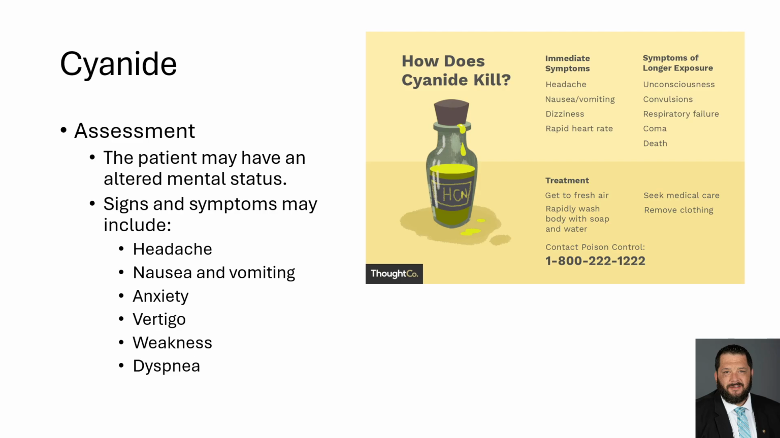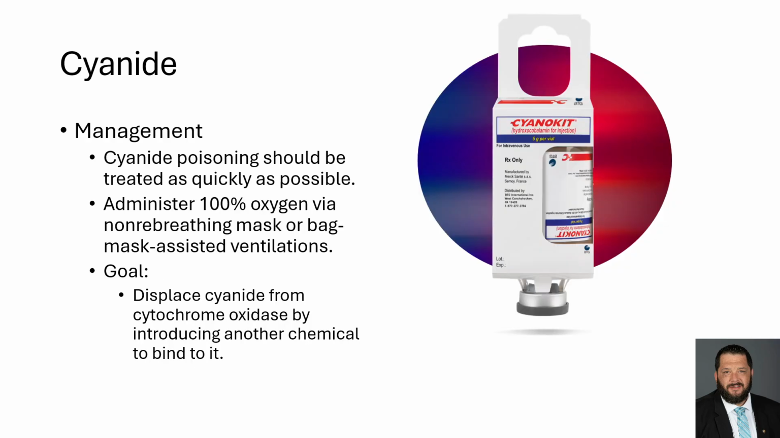The patient may present with altered mental status, but may include other signs such as headache, nausea, vomiting, anxiety, vertigo, weakness, or dyspnea. Cyanide poisoning should be treated as quickly as possible. Start with 100% O2 via non-rebreather mask or bag valve mask ventilation. Then the goal becomes to displace the cyanide from the cytochrome oxidase by introducing another chemical to bind to it.